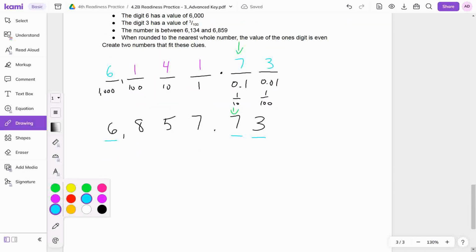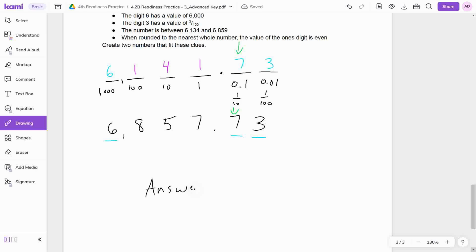And that's kind of a tricky one there. But there are many other answers that we can use. So I'll say answers may vary.